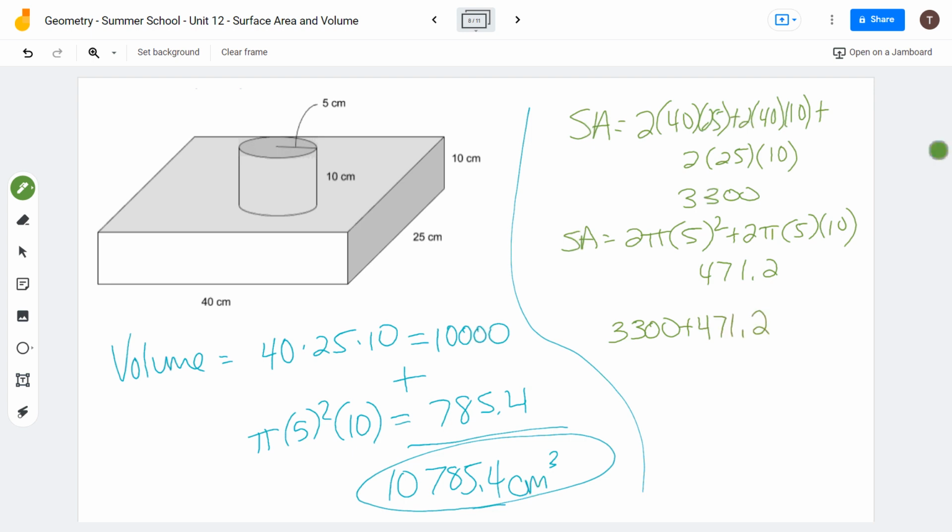So I'm going to add these up, but then I have to stop and just think about what isn't part of my surface. And I think it's the bottom of this cylinder and the same on the top of the rectangular prism that's covered up by that cylinder. So I need to subtract 2 circles that would both have an area pi times 5 squared. So I do 3,300 plus 471.2 minus 2 times pi times 5 squared. That should give me 3,614.1 centimeters squared. Now, if you're using 3.14, your answers may change a little bit. I'm using the pi button.